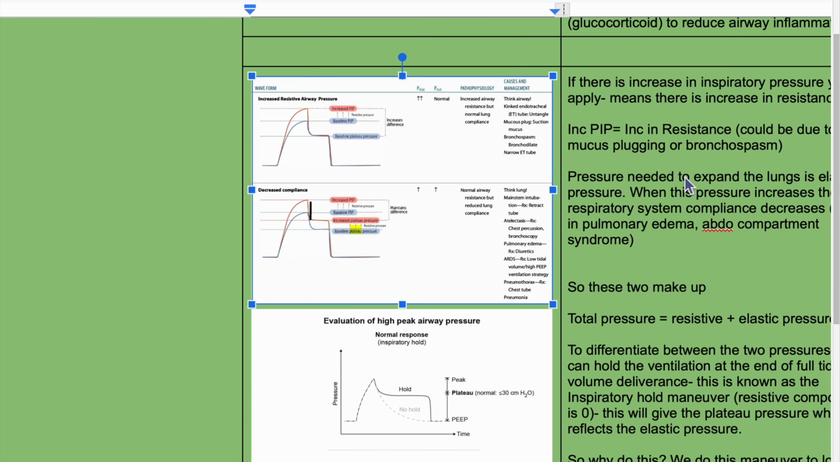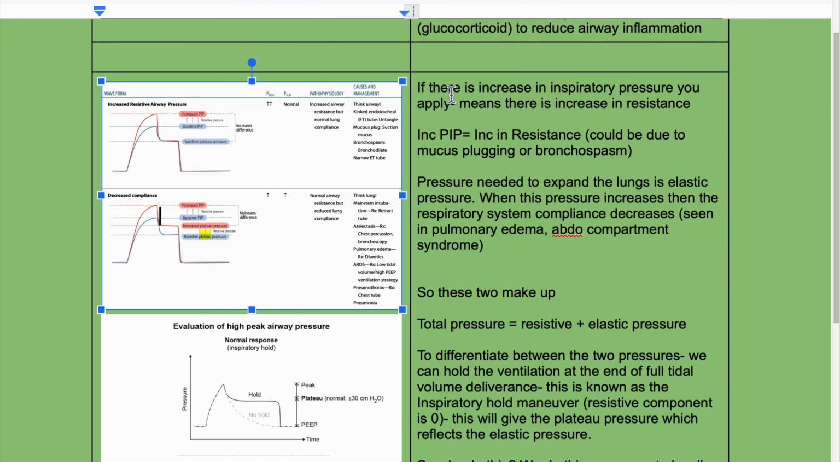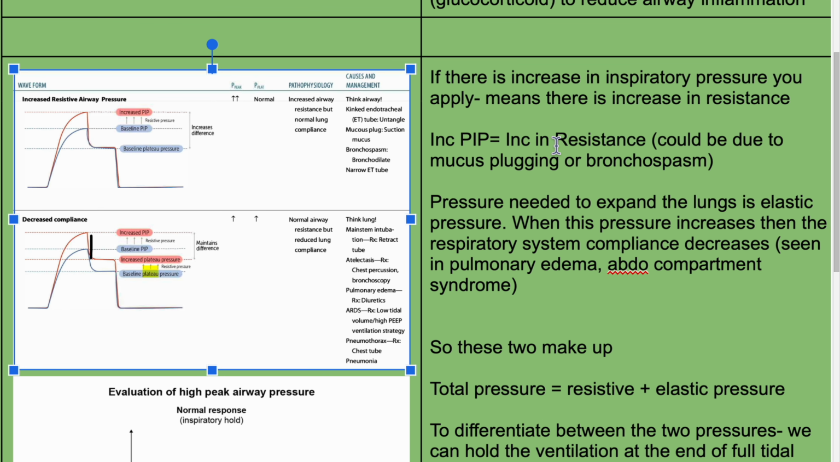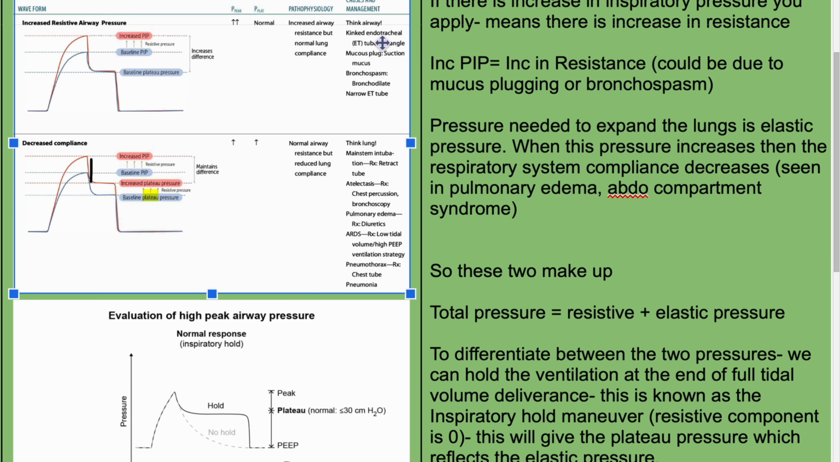Okay. So now that you know something about that, let's read this. If there is an increase in inspiratory pressure, it means there is an increase in resistance. So an increase in peak inspiratory pressure is equal to an increase in resistance. It could be due to mucus plugging or bronchospasms or any of these things right here. Okay.